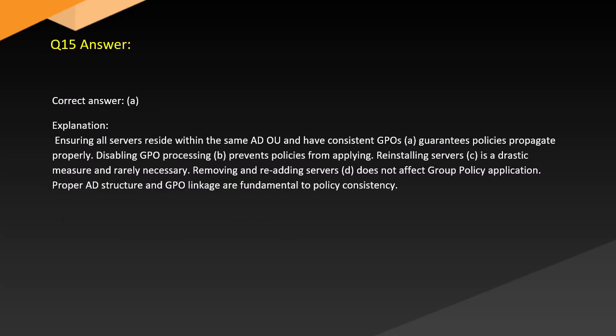Answer. Correct answer: A. Explanation. Ensuring all servers reside within the same AD OU and have consistent GPOs (A) guarantees policies propagate properly. Disabling GPO processing (B) prevents policies from applying. Reinstalling servers (C) is a drastic measure and rarely necessary. Removing and re-adding servers (D) does not affect group policy application. Proper AD structure and GPO linkage are fundamental to policy consistency.